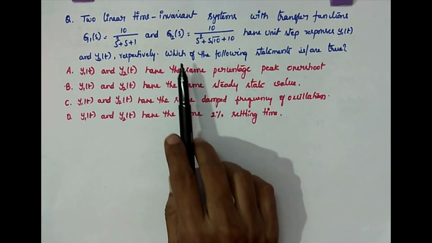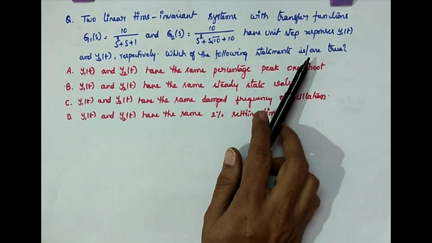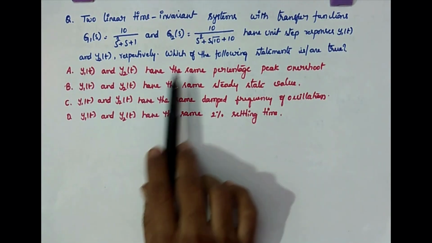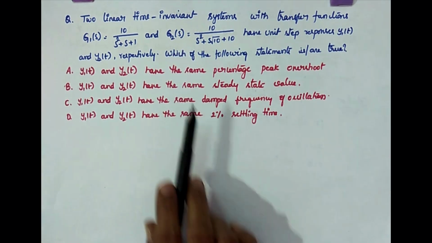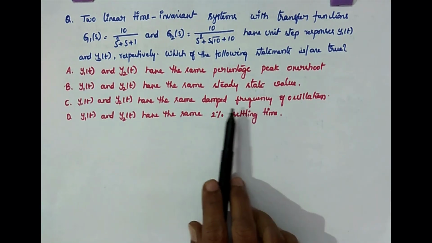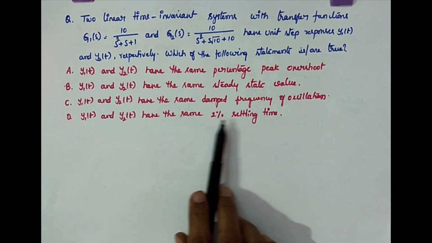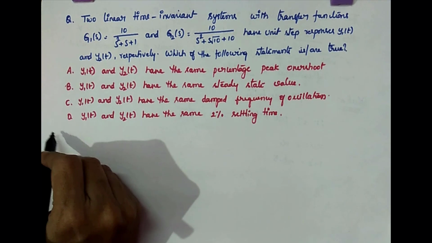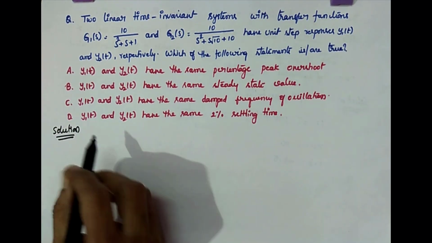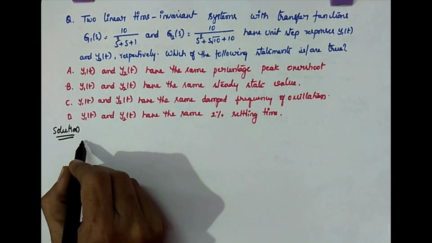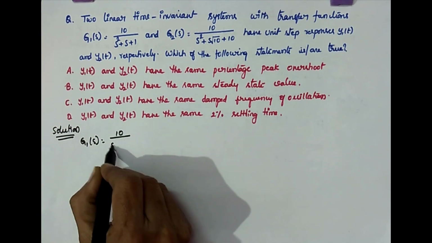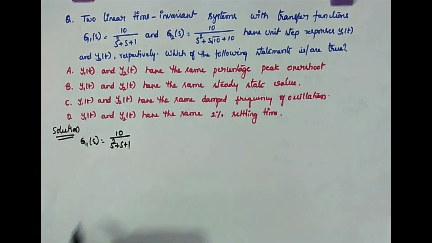So now to answer this question, which of the following statements is or are true, you have to find four things for the given G1(s) and G2(s). The four things are percentage peak overshoot, steady state value, damped frequency of oscillations and 2% settling time. So let us start the solution. First you consider G1(s), that is 10/(s² + s + 1).